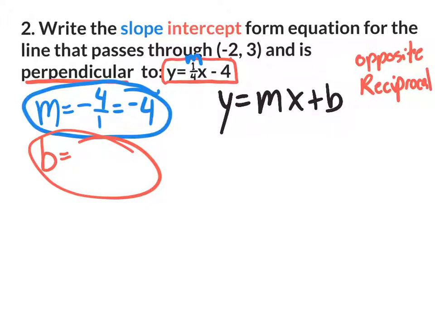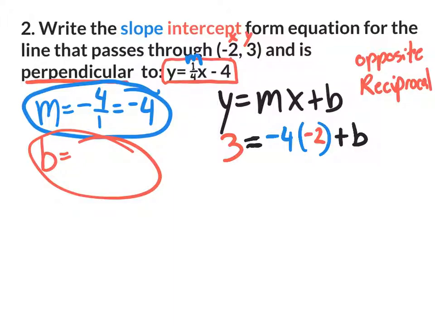What am I going to put in place of the y? 3, right? 3 is y. Let's put a 3 right there. 3 equals, but instead of m, what am I going to write? Negative 4. And then times x, but instead of x, what am I going to write? Negative 2. And of course the plus b is plus b. That we're going to solve for b.